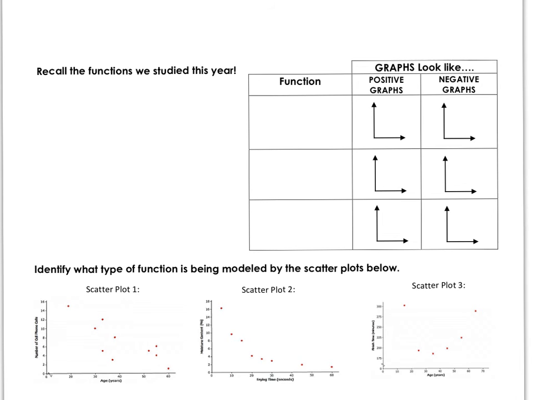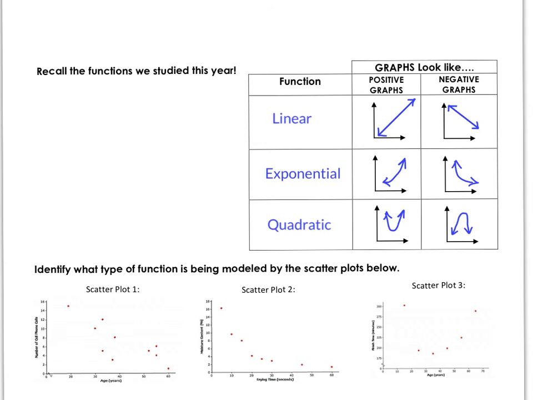Now we're going to jump down to recalling the functions that we studied this year. We learned linear function showing a positive where it goes upward or negative going downward, exponential as a positive exponential or a negative exponential, and quadratic with a smiley face parabola and a frowny face parabola. Using these functions, we're going to try the bottom part here. Identify what type of function is being modeled by the scatter plot below.